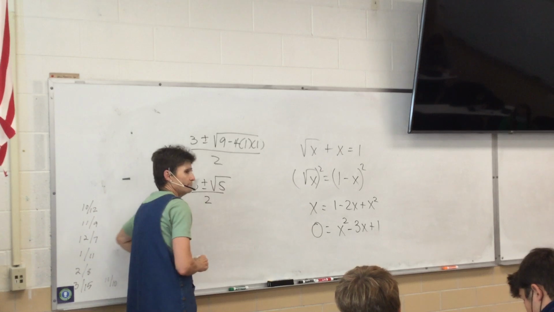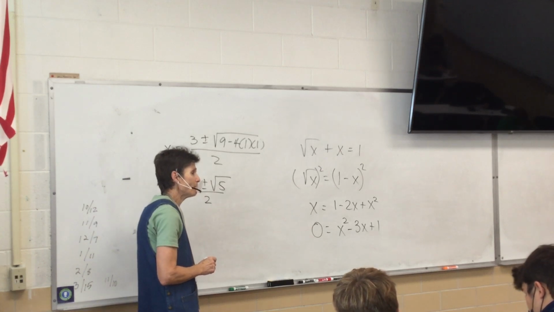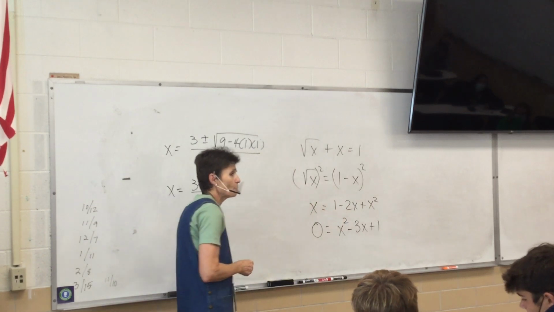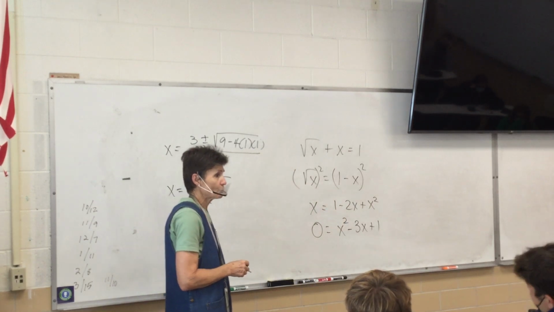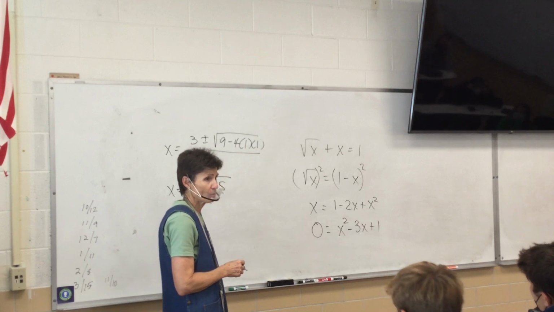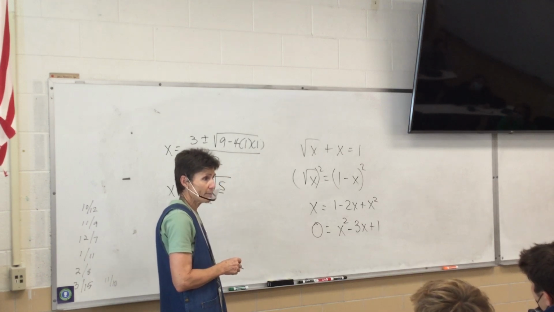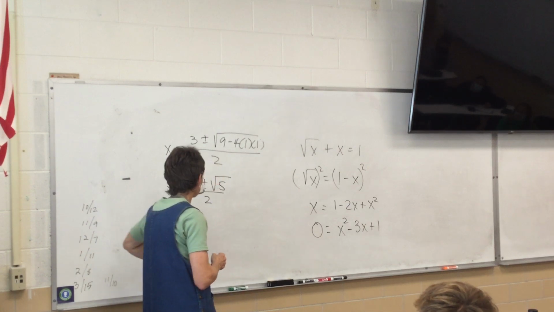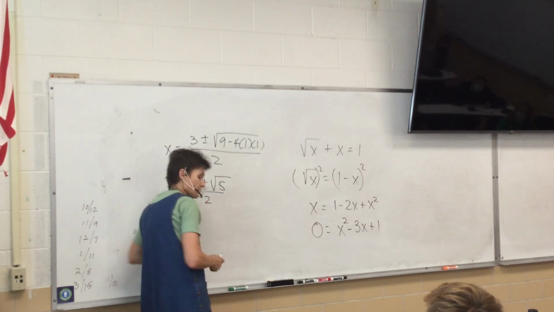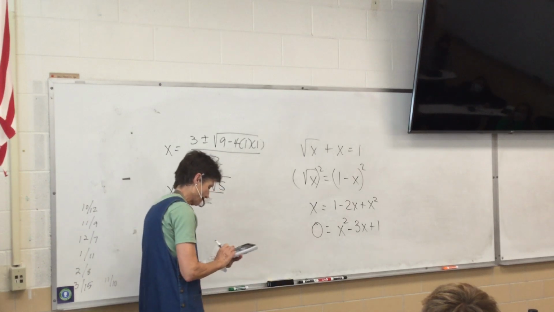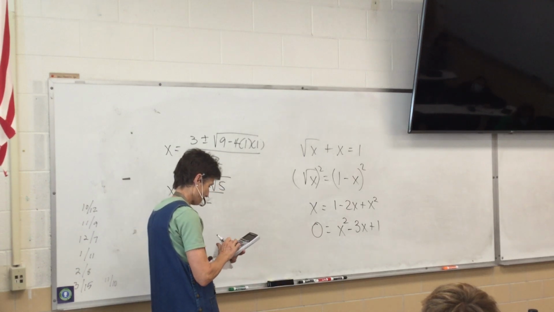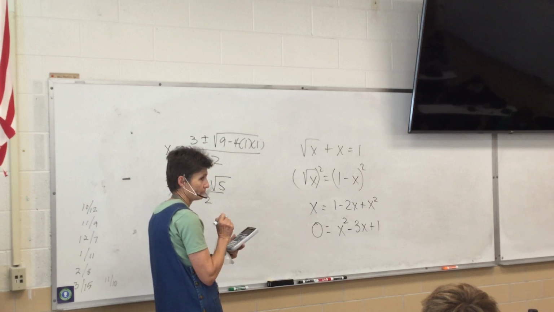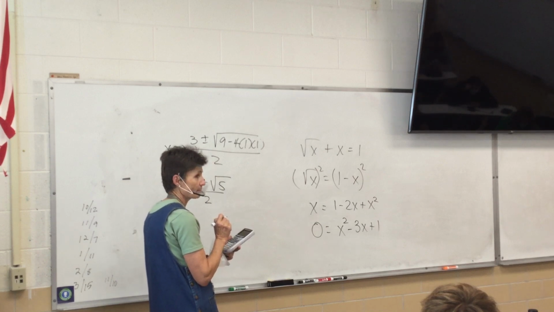Is that what you got? Yeah. Now, remember, when you square both sides of an equation, you automatically introduce the possibility of extraneous roots. Okay? So we need to check to make sure that these are both okay. So what's 3 plus root 5 divided by 2? Is that 2.62? More or less.